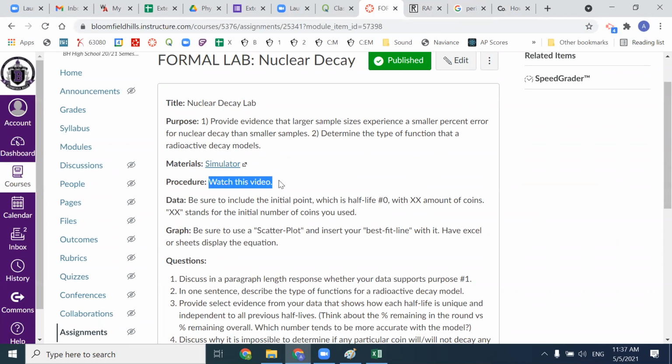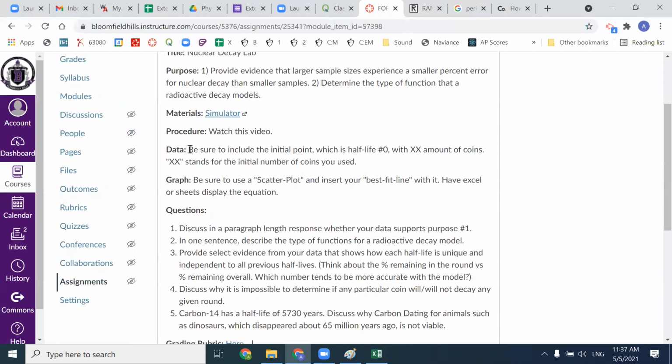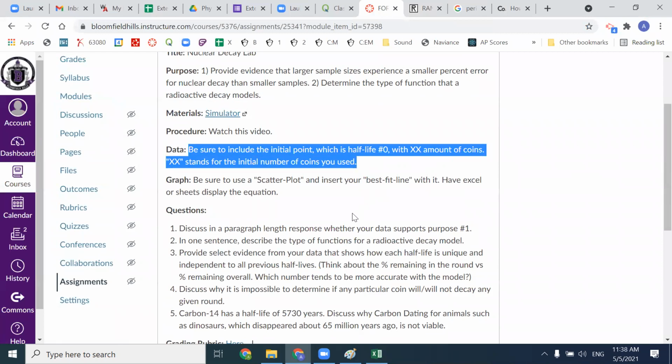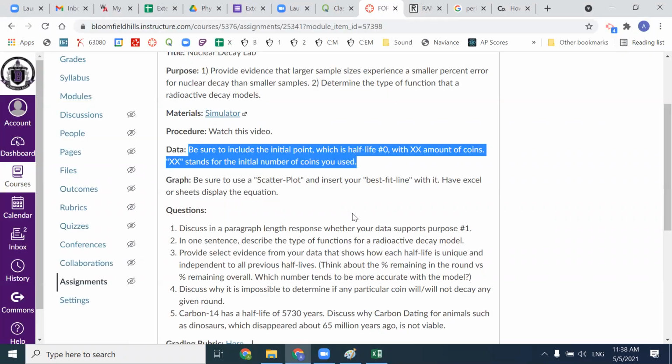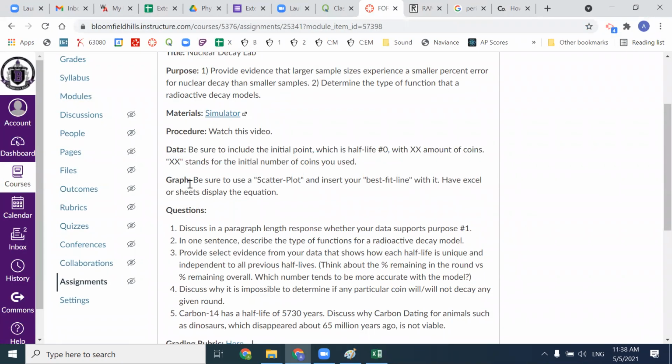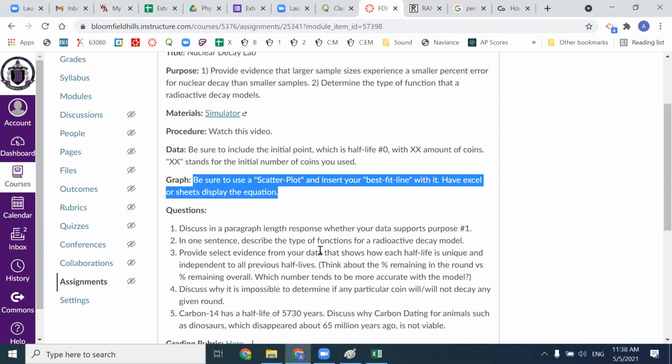To watch the video, that's actually what I'm recording now. One thing I want to point out on your data tables: make sure you start with half-life number 0 with however many coins. So if you look here, I started with 0 half-lives and 10 heads. When you do the graph, we want to do a scatter plot and insert your best fit line. You already know what shape the best fit line should be. I've said it multiple times.